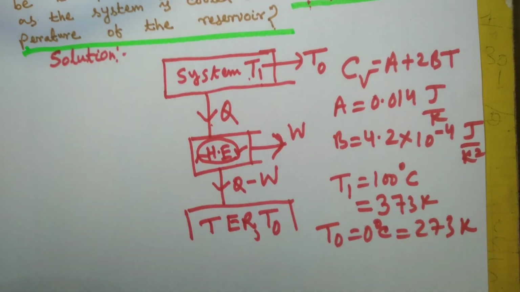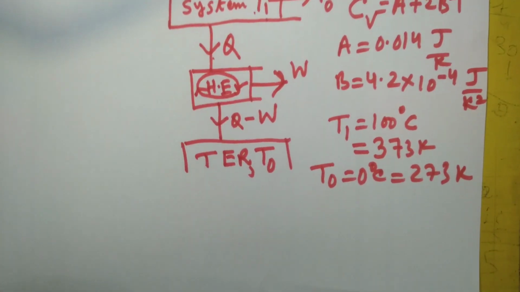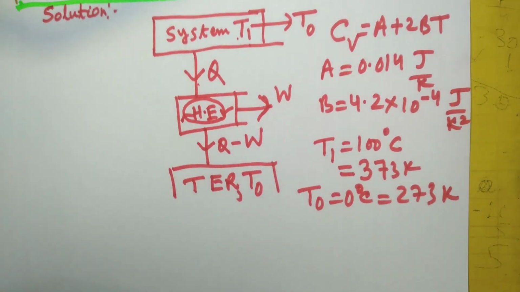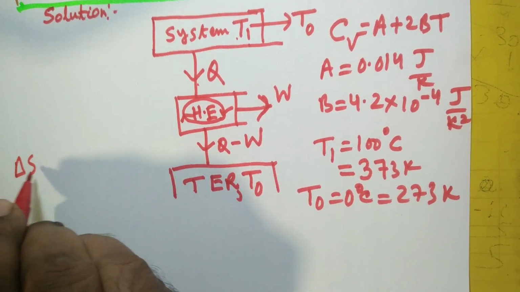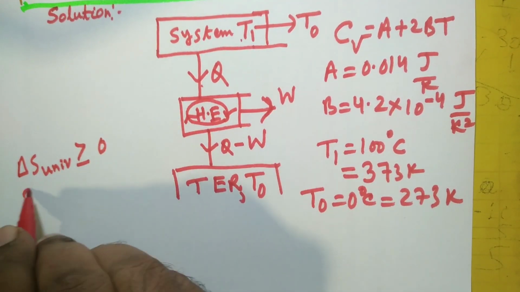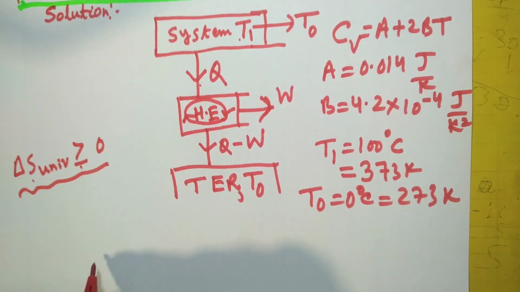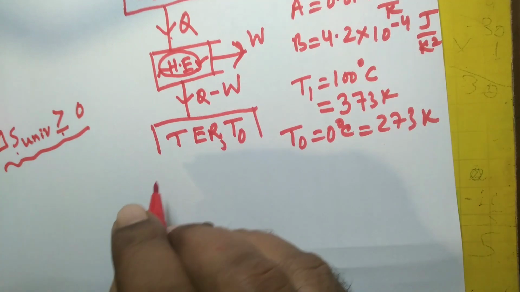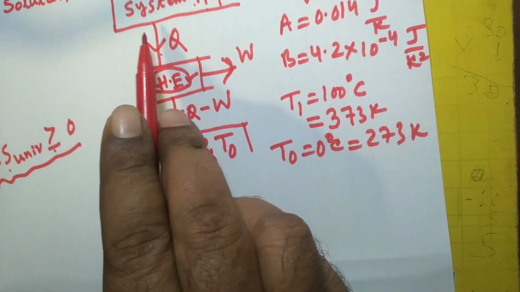You know, maximum work is done when all the processes are reversible, and we can calculate the maximum work by applying the principle of increase of entropy. In fact, this principle is delta S universe is greater than or equal to 0, and it is equal to 0 when all the processes are reversible. So we have to find out delta S universe. Delta S universe, how can we find out?